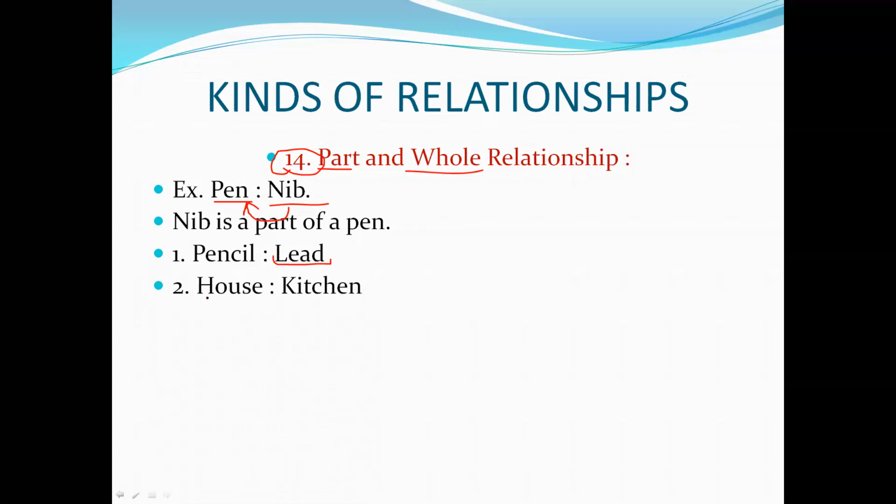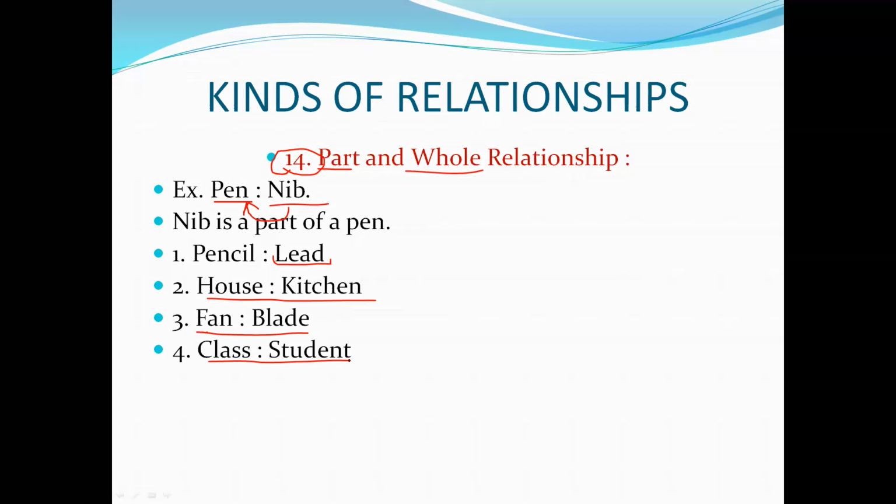Then next, also consider house and kitchen. So what is part of what? Here we'll come to know that kitchen is part of house. Very simple, no need for much discussion over here. Then fan and blade. So blade is part of fan, because of that we get the cool breeze. Then class and student. So student is part of class. So class is whole and student is part.